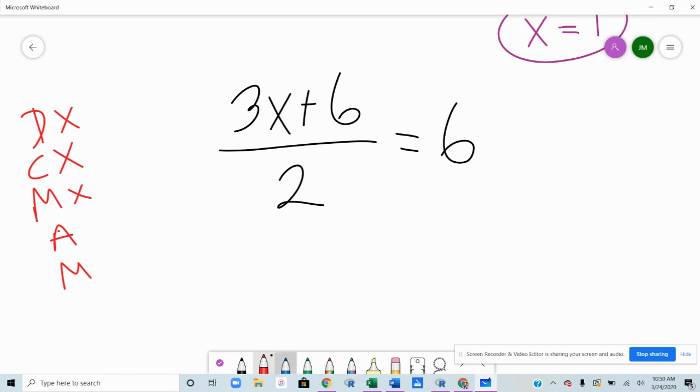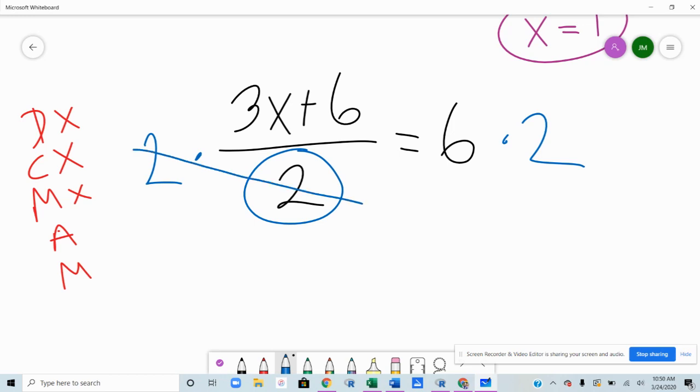Now, here's where it gets a little bit tricky. It typically says we need to add or subtract to get rid of your constant. But we can't do that yet because of this 2 in the denominator. So instead, what we need to do is start by multiplying both sides by 2. The 2 that we just did on the left side cancels out with the 2 in the denominator, leaves you with just what's in your numerator, 3x plus 6. And then you have your equals 12.